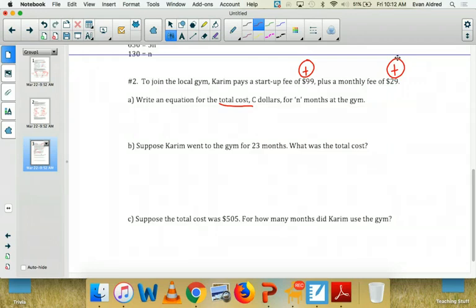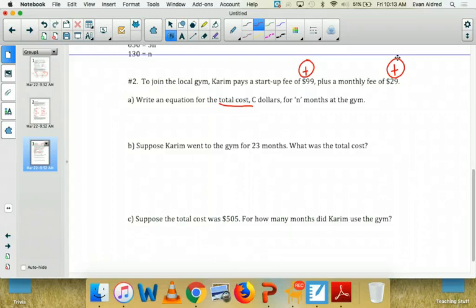You'll also notice in part A that we've been told what the variables are, just like we were in the first question above. We're told that we're using C for cost and N for months. If we're not told that, we have to define our variables. We would have to say, let C represent total cost, and let N represent total number of months at the gym. But since we're told, we don't have to define our variables. We can just jump into our equation.